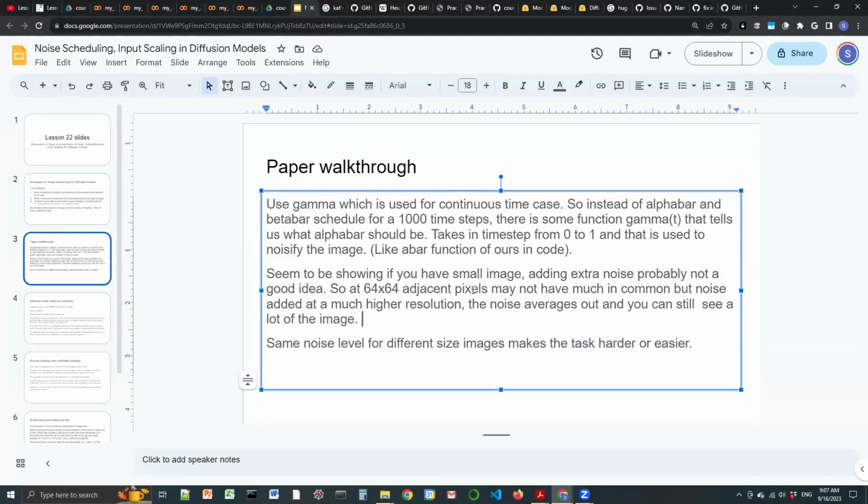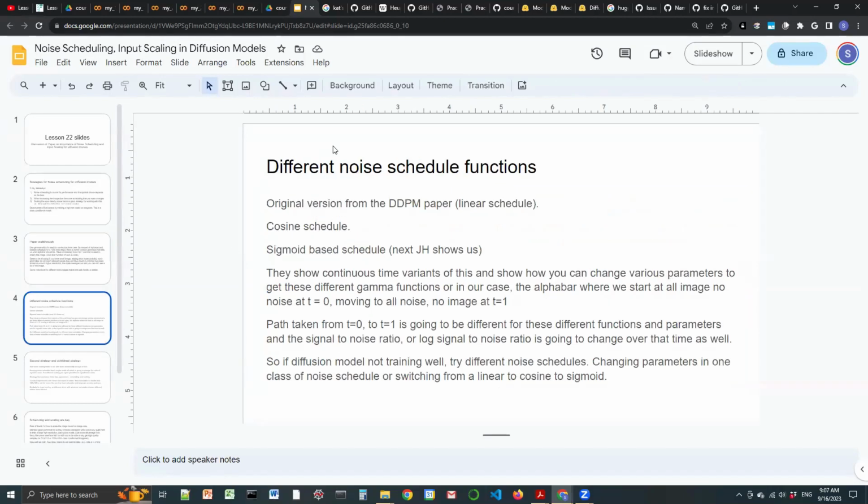I don't want to keep switching between PDF and here, but we'll see that in a minute when I switch back to the PDF file of the paper. So you use different noise schedule functions: the original version, which is the linear schedule, then there's the cosine schedule, and then there is a sigmoid-based schedule. We can see that, I believe, although I'm not 100% sure of this.